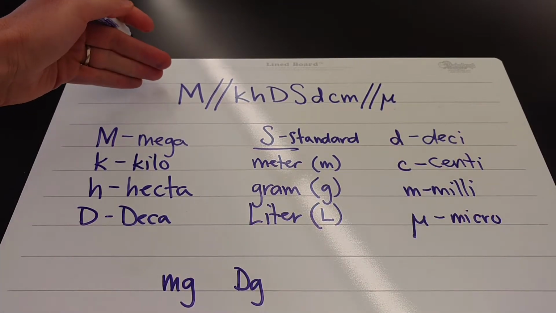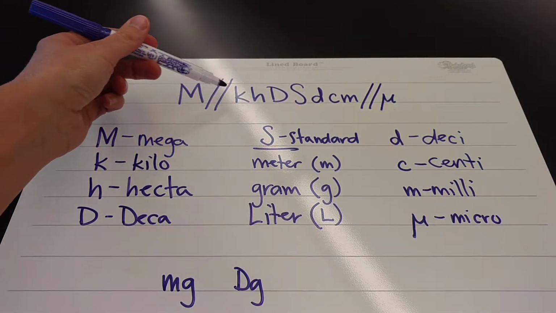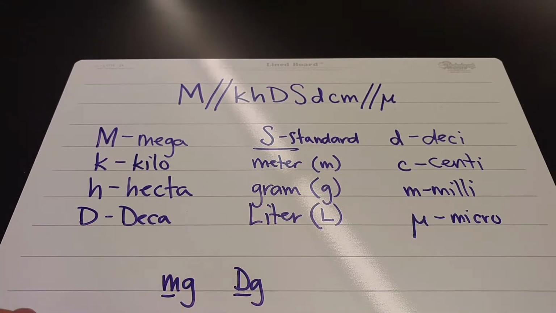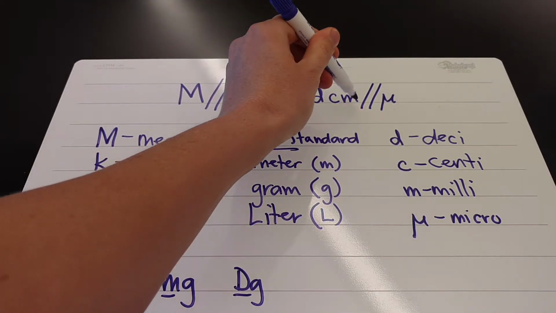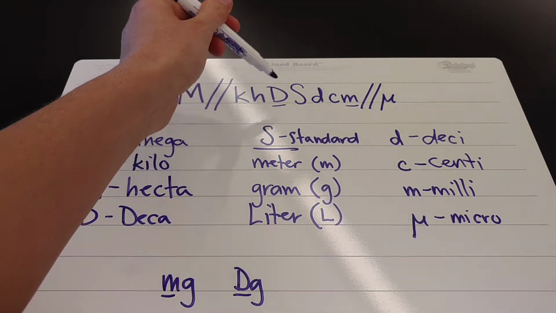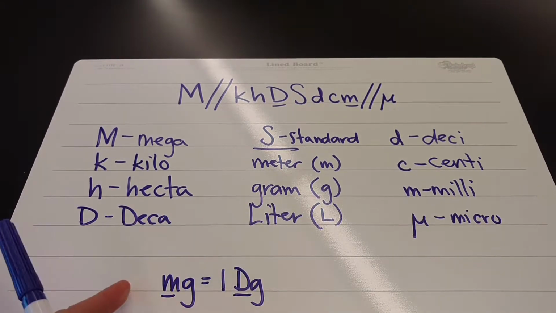Well, these are in order from largest to smallest. Okay, so the first one that we come to, if we're looking at milli and deca, we're looking for those two letters. Deca is here, milli is here. The first one you come to is the bigger unit. That's going to get the 1. So 1 decagram has a certain number of milligrams in it. We have to figure that number out.